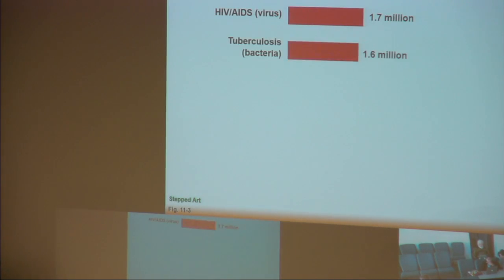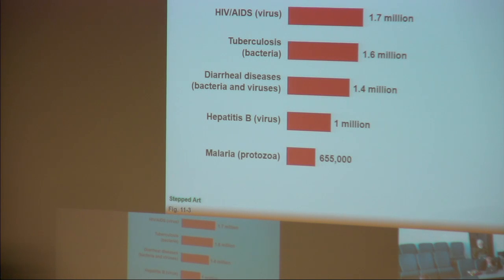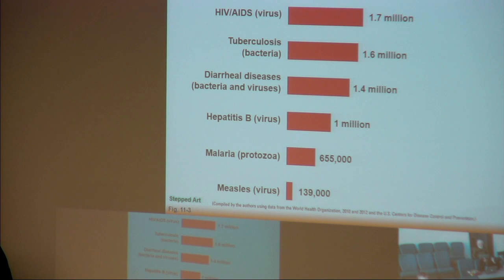All right, so this is 11-3 out of your book. What this is showing you here is the number of deaths per year. I think it's worldwide, it wouldn't be just the US, but that is worldwide. So the number one killer as far as diseases is concerned is pneumonia and flu. That's your bacteria and your viruses.